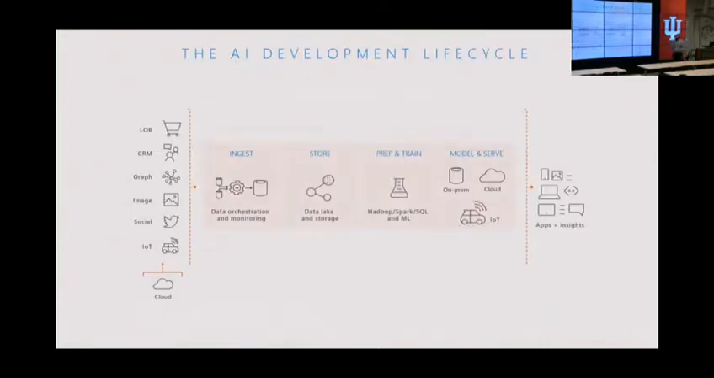And so this is what we think at Microsoft the machine learning or AI development lifecycle looks like. You orchestrate your data, right? You have to ingest the data. You got to go somewhere and get the data. Then you need to store it. Then you got to prep and train those models to produce some type of outcome, to predict something, right?